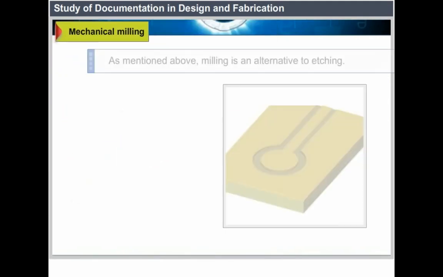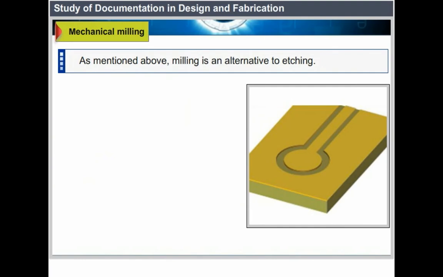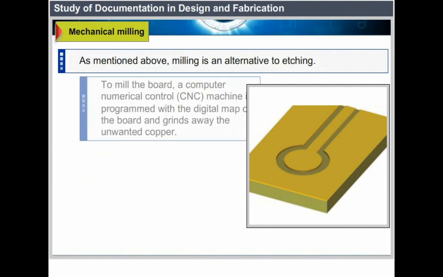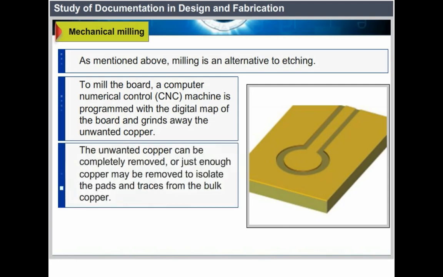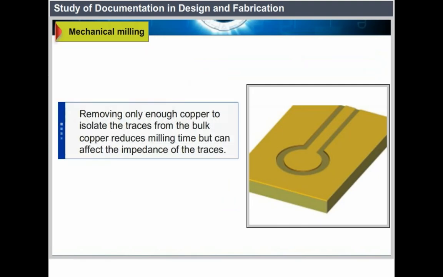Mechanical milling. As mentioned above, milling is an alternative to etching. To mill the board, a computer numerical control machine is programmed with a digital map of the board and grinds away the unwanted copper. The unwanted copper can be completely removed, or just enough copper may be removed to isolate the pads and traces from the bulk copper. Removing only enough copper to isolate the traces from the bulk copper reduces milling time but can affect the impedance of the traces.